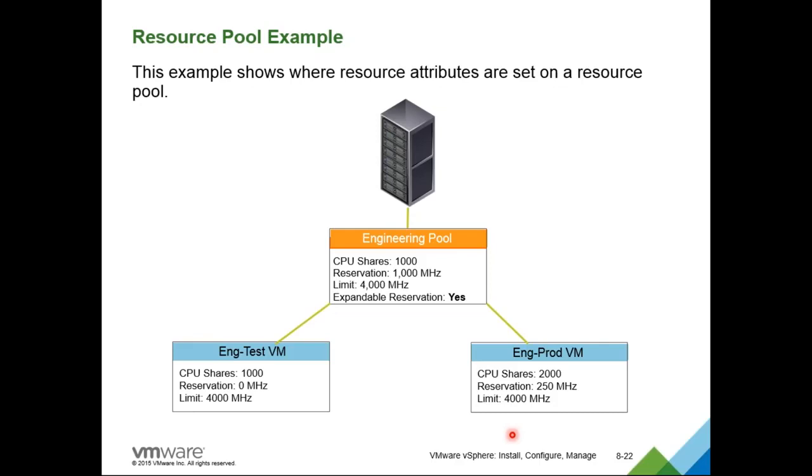Whereas, the expandable reservation option I haven't enabled. If I create it like this and enter CPU shares here as 2000, it won't accept. It says your resource pool has only 1000 CPU shares available. You cannot give more for your production virtual machines without expandable reservation. Yes, yes, Sridhar.